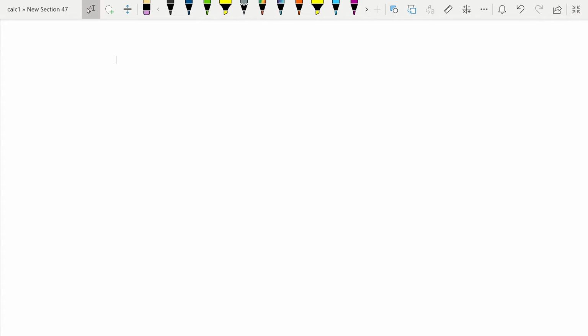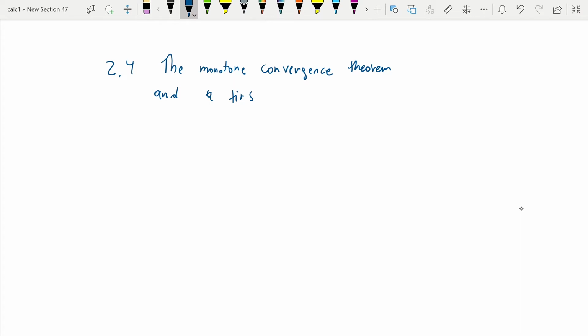We are now in section 2.4. The monotone convergence theorem and a first look at infinite series.